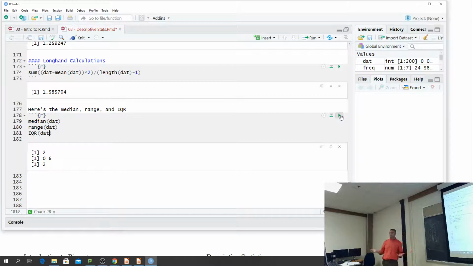Could we use the summary function? Yeah, we can use the summary function for some of them. It'll give the min and the max, which is our range. It'll give our first and third quartiles, which is basically our interquartile range. It gives us the median, the mean, and provides a lot of information. Pretty easy, not too bad. All right, any questions?